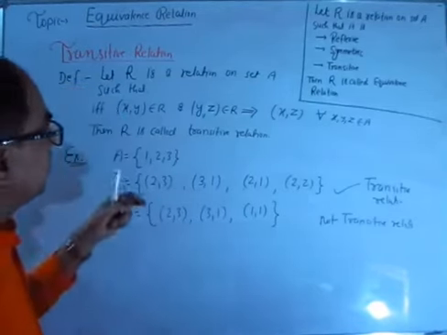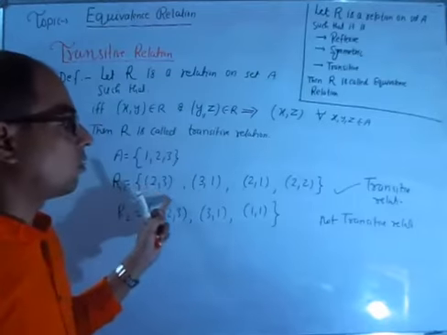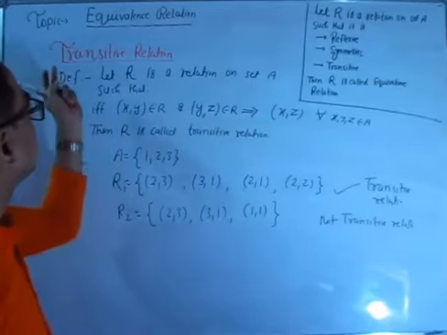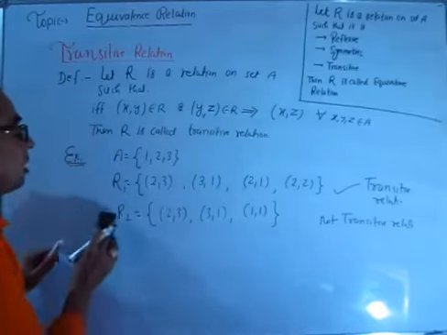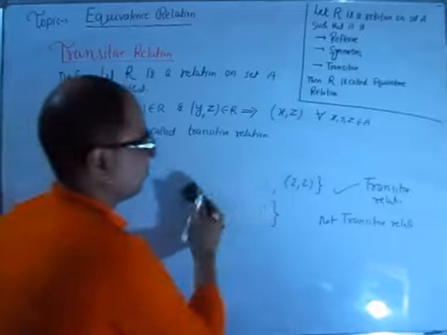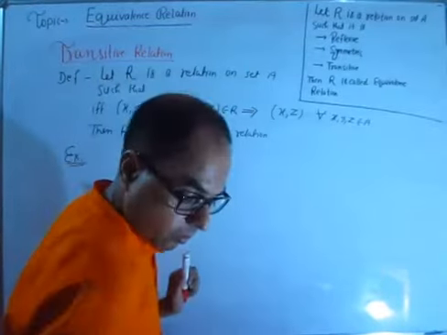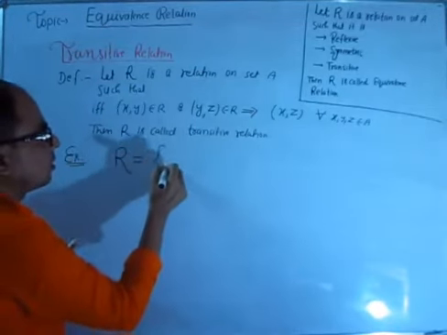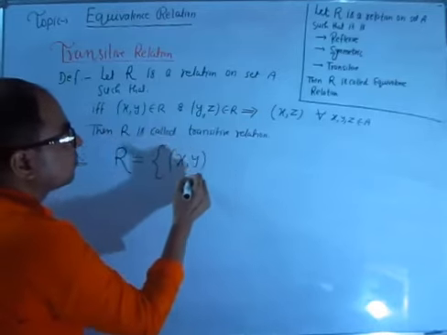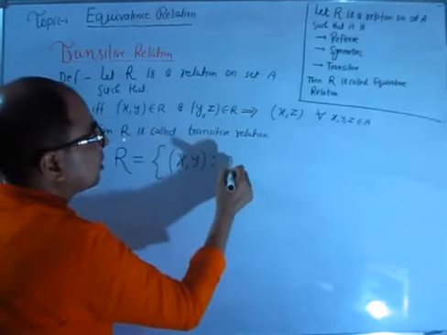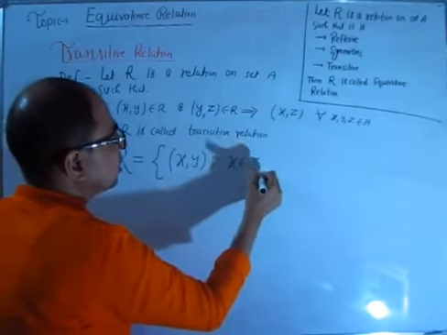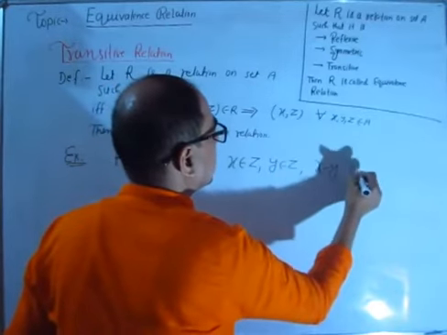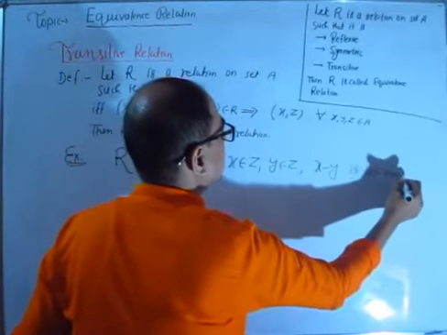So if a relation is given in roster form, it is very easy to check the transitivity of the relation. But if a relation is given in set builder form, then what can we do? Suppose a relation R is given: X is related to Y such that X belongs to integers, Y belongs to integers, and X minus Y is an even integer.